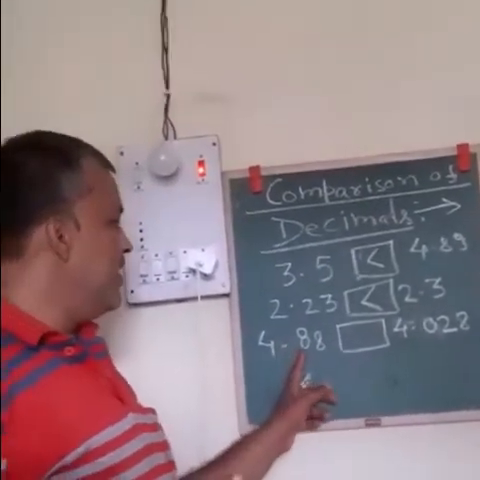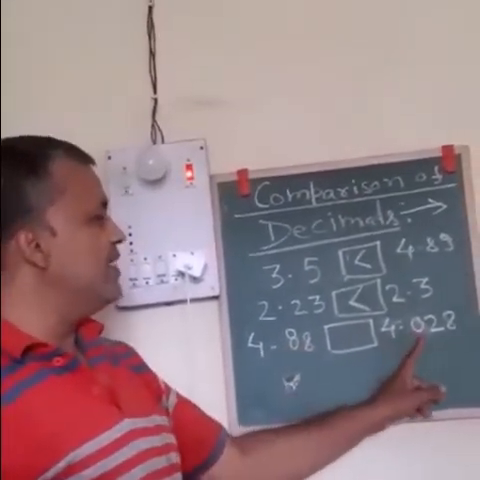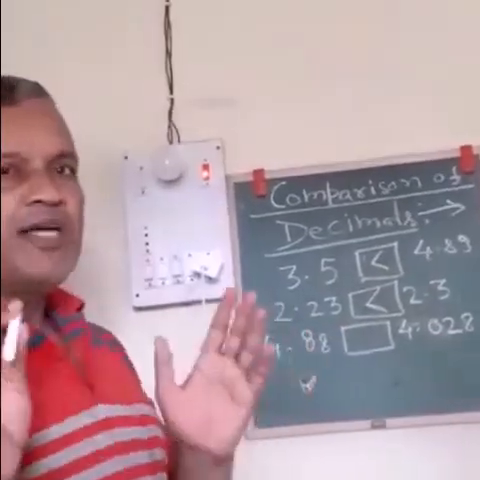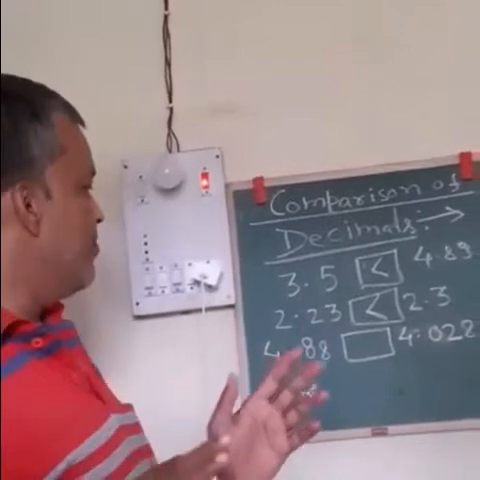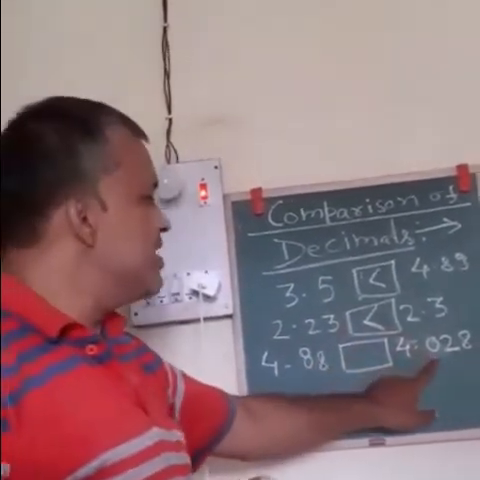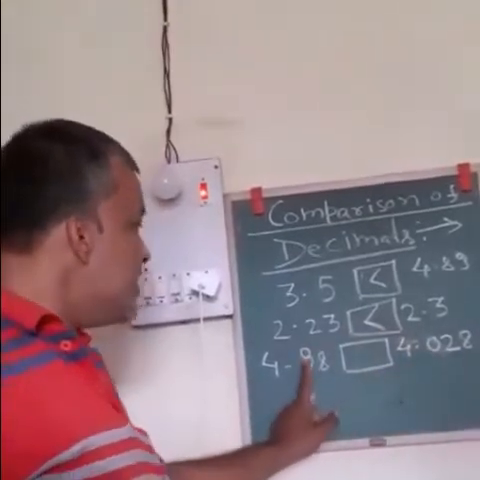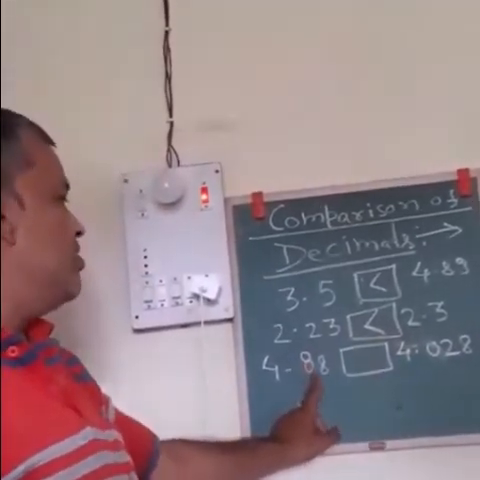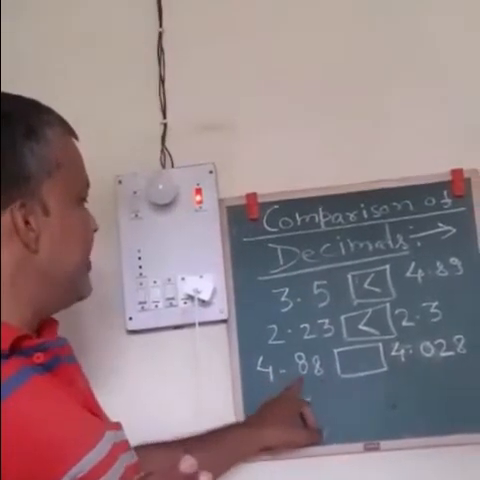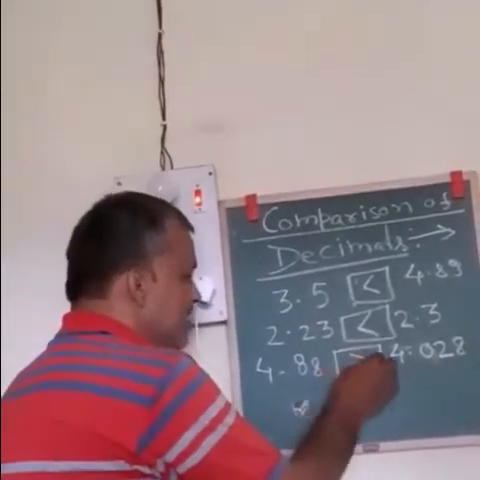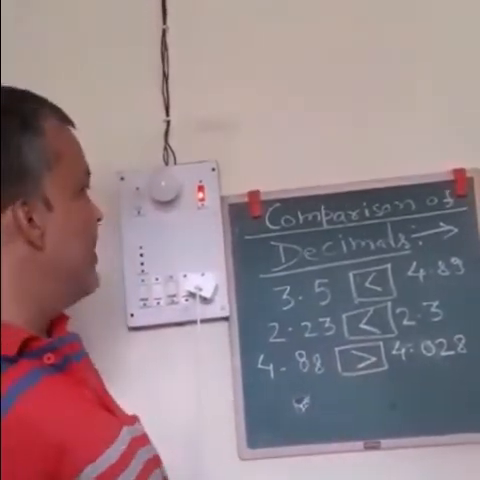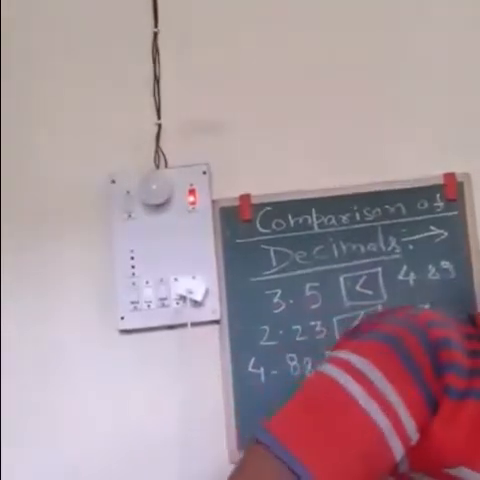The decimal part here is 8. Here the decimal part is 08 and 028. At first we should compare the first digit. The first digit in the decimal part here is 8. Here we see 0. It means this 8 is greater. So we say here 4.88 is greater. In this way we are able to compare decimal numbers.